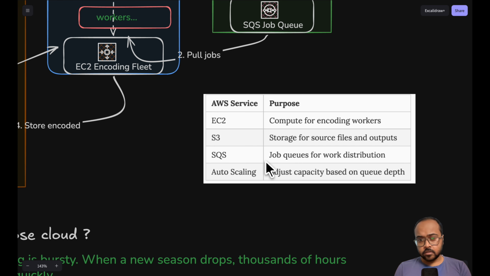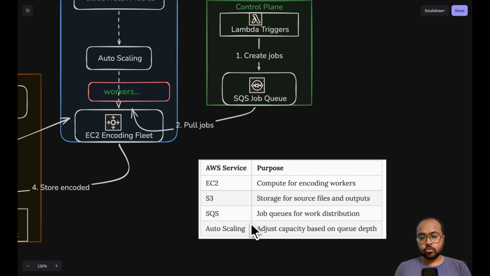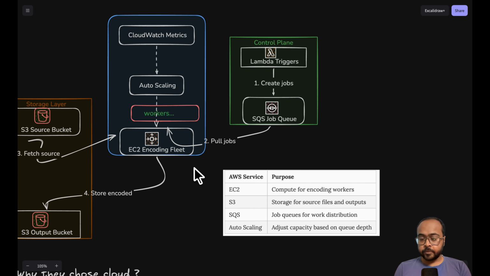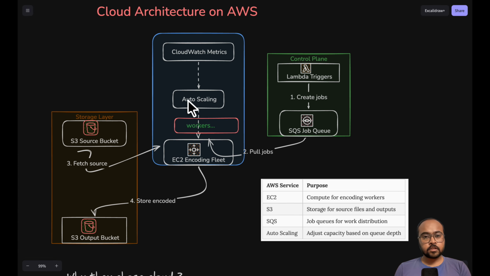And SQS is used for the job queues for work distribution, so that we can distribute the video chunk processing across multiple workers. We are using auto scaling here: depending upon how many jobs are on the job queue, we spin up different numbers of workers. So this is the high-level cloud infrastructure for the Netflix video processing pipeline.